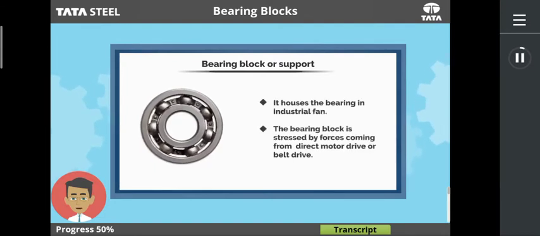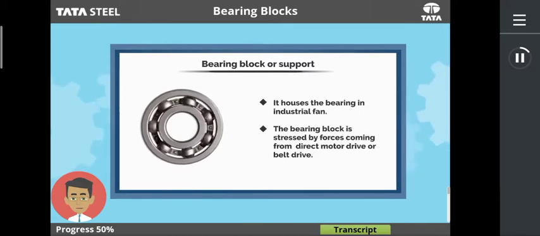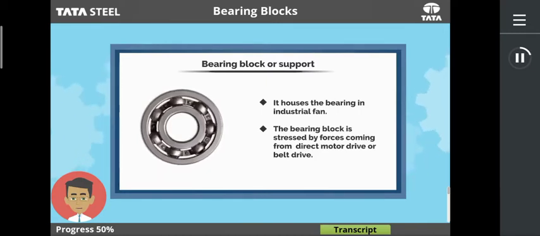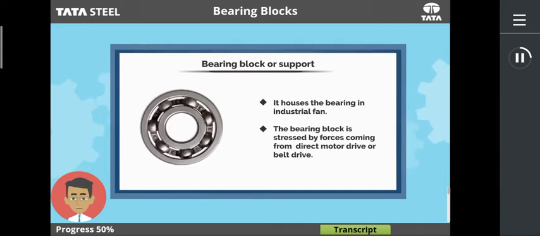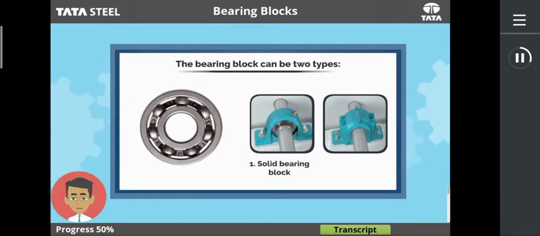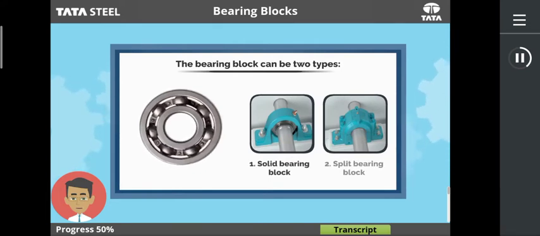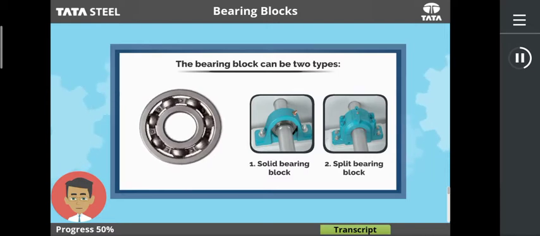Bearing block for support. It houses the bearing in an industrial fan. The bearing block is stressed by forces coming from direct motor drive or belt drive. The bearing block can be of two types: 1. Solid bearing block. 2. Split bearing block.